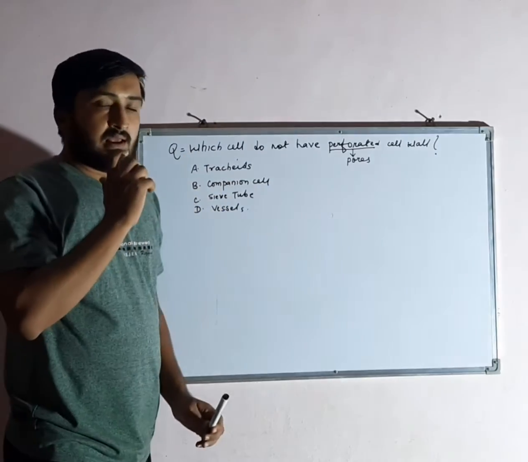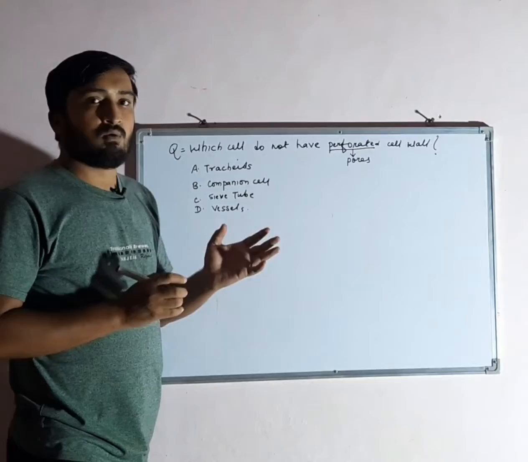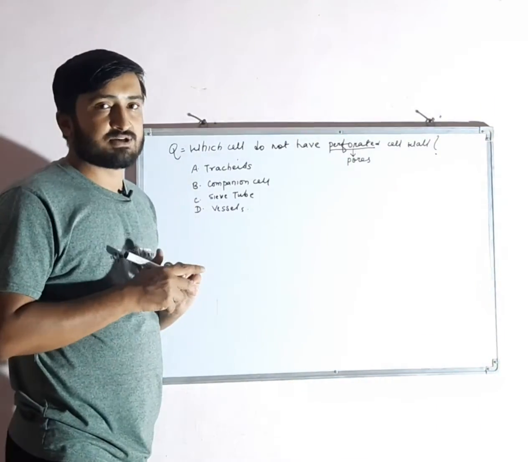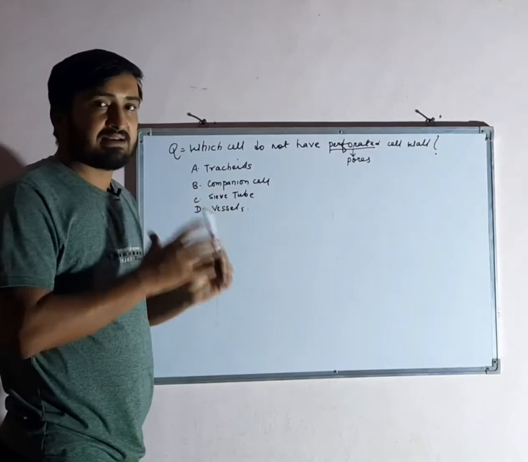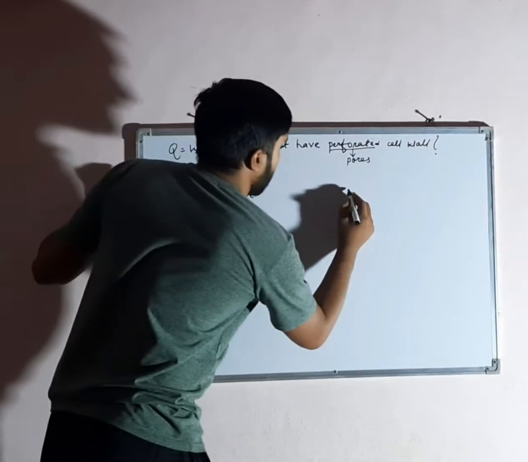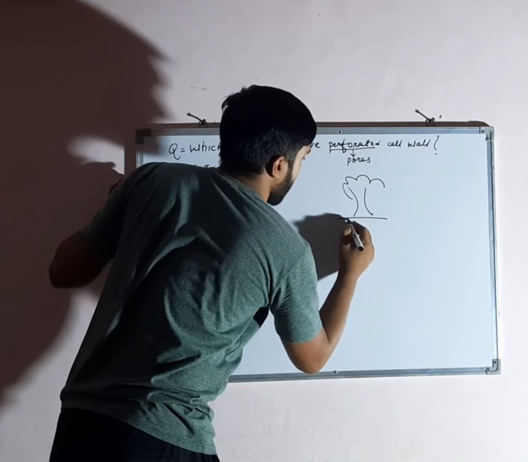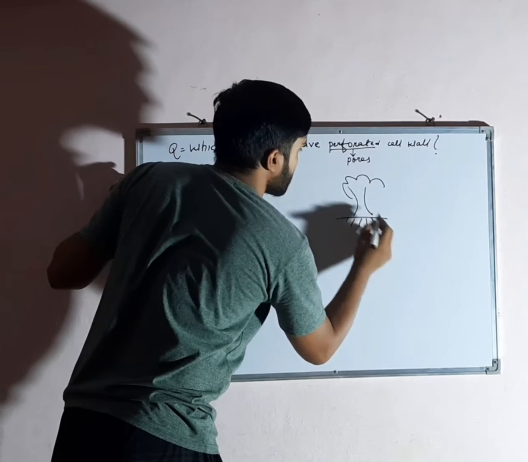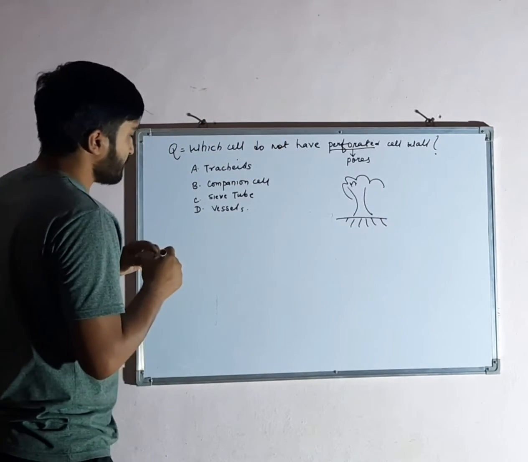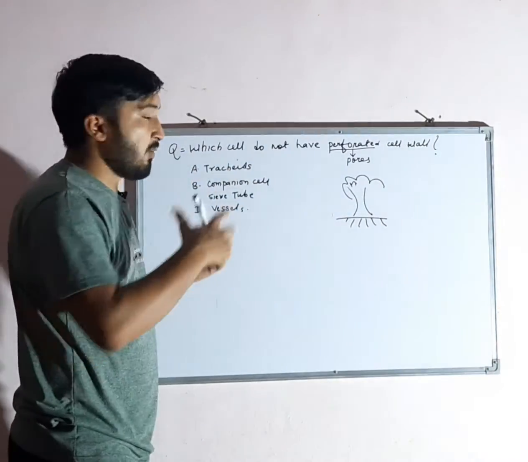So in the anatomy of flowering plants there is a topic on the complex tissue. The flowering plant contains two types of complex tissue such as phloem and xylem, which have their own function. So let us say this is a tree. These are its roots and these are leaves and this is the stem part. So the xylem and phloem are the two complex tissues.